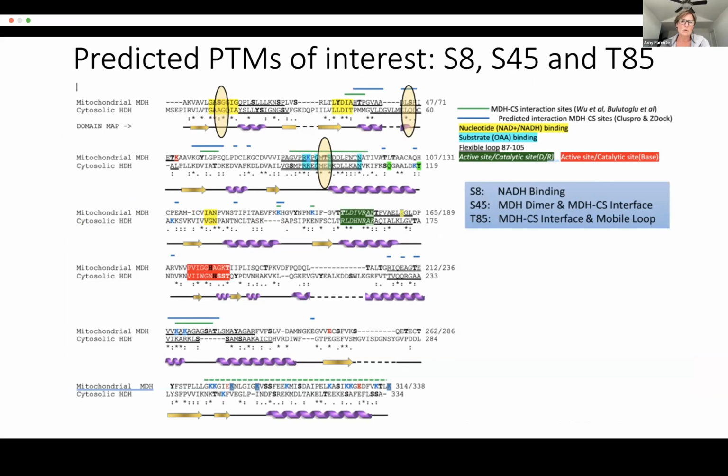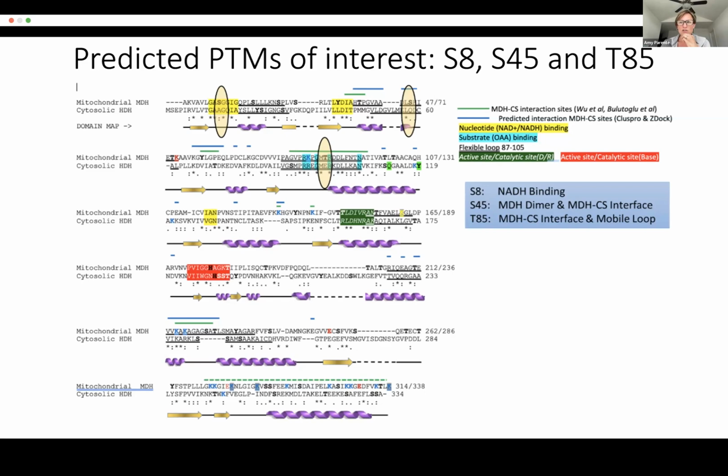Serine 8 is important for binding NADH, which is the necessary cofactor that we need for malate dehydrogenase activity. So we would expect that that residue is going to be important in that part of activity. S45 is important for dimerization of malate dehydrogenase. So again, another important residue that could play a role in regulating activity. And then threonine 85, as we have heard in the discussion of the importance of the mobile loop in terms of substrate binding. So playing around with phosphorylation of these residues may play a role in all of these aspects of enzyme activity.